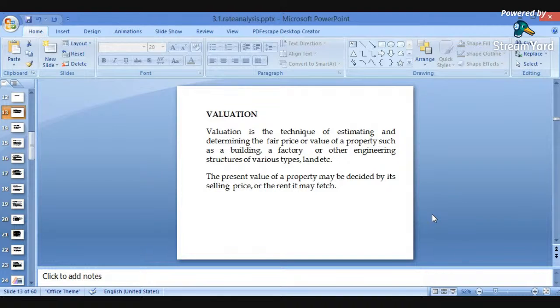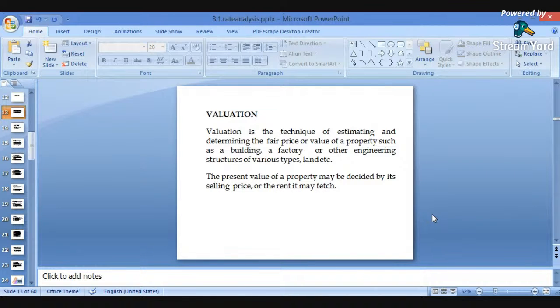So valuation is the technique of estimating and determining the fair price or value of a property, such as a building, or it may be a shed, or any structure, or a factory or other engineering structures of various types, or land. We can find out the valuation of a land also. We can find out the value of industrial buildings or industrial sheds also, or RCC structures. So we have to find out the value of any building. Valuation plays an important role.